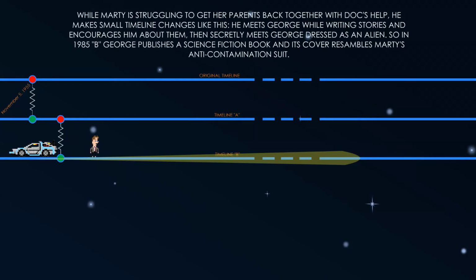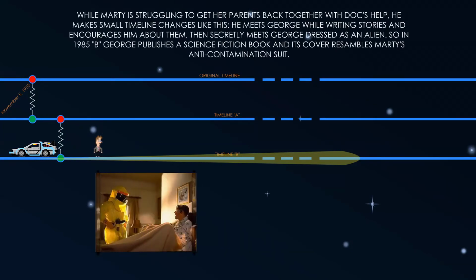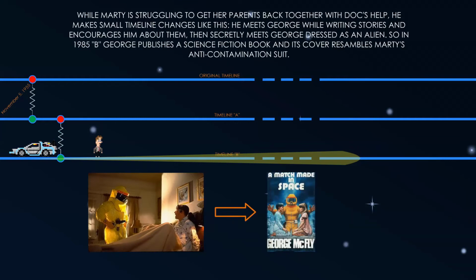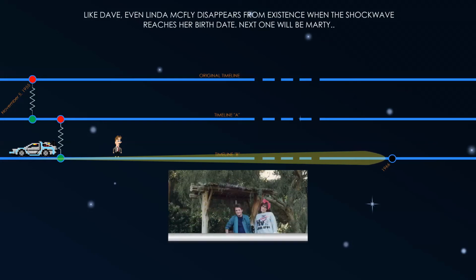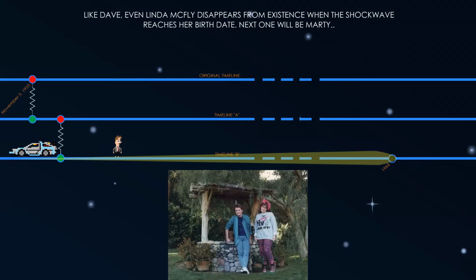While Marty is struggling to get his parents back together with Doc's help, he makes small timeline changes like this. He meets George while writing stories and encourages him about them, then secretly meets George dressed as an alien. So in 1985, George publishes a science fiction book and its cover resembles Marty's anti-contamination suit. Like Dave, even Linda McFly disappears from existence when the shockwave reaches her birth date. Next one will be Marty.